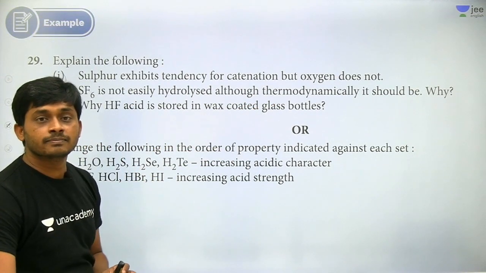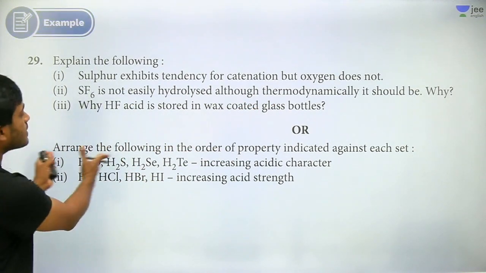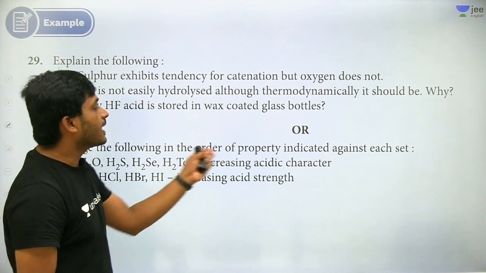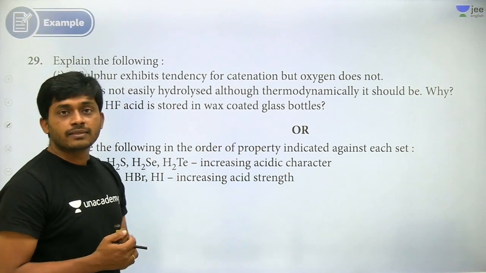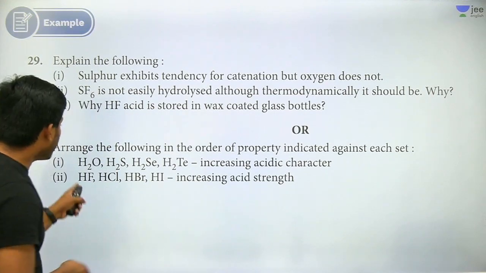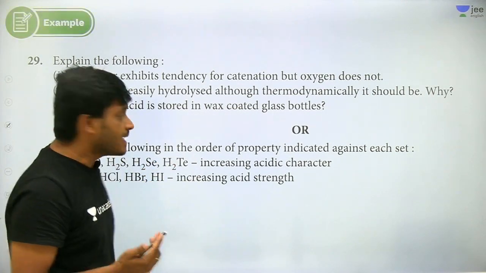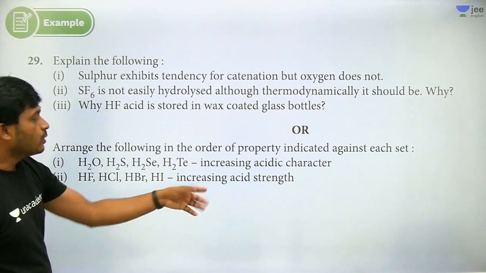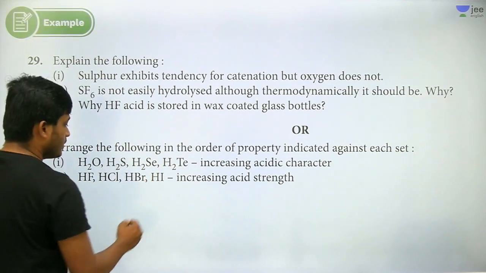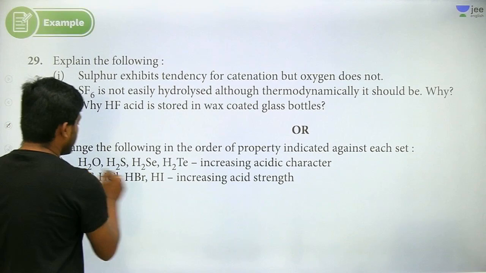Okay, so now see this: arrange the following in the increasing order of their property. So what is the property here? H2O, H2S. Down the group acidic nature increases. Down the group acidic nature increases.